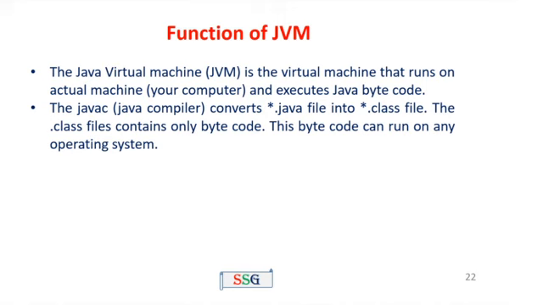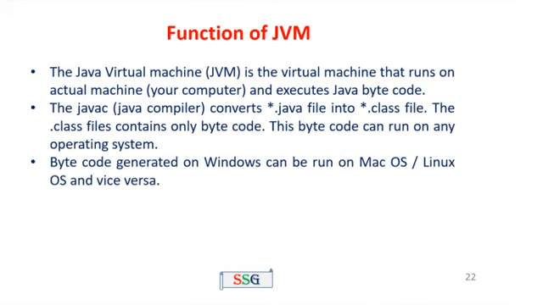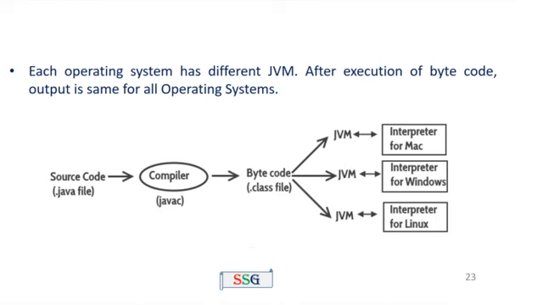The javac compiler converts the Java file into the class file. This class file contains only bytecode. This bytecode can run on any operating system. Bytecode generated on Windows can be run on Mac OS, Linux OS and vice versa. Java is a platform independent language.